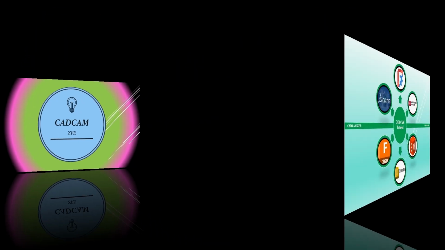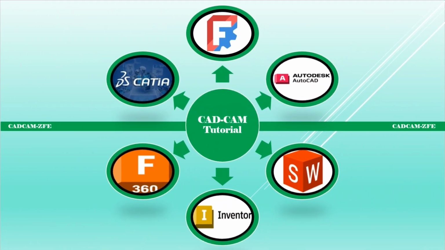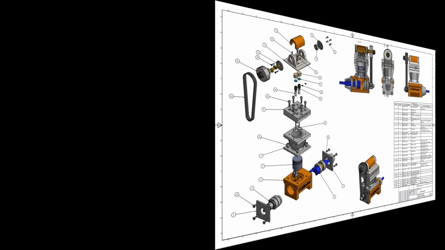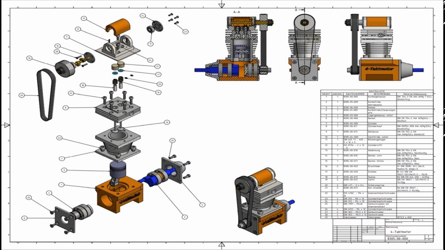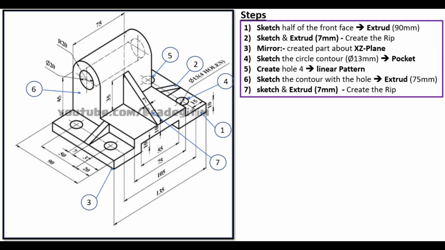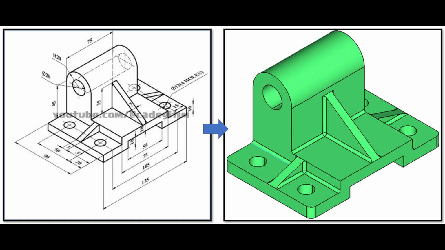In this tutorial, I will show you how to create a 3D model from an existing ISO-view drawing with the help of FreeCAD tools, especially the mirror and the linear pattern tools. There are several ways or steps to create the 3D model from this ISO-view drawing. Here you find the steps and the tools that I used to create this 3D model.